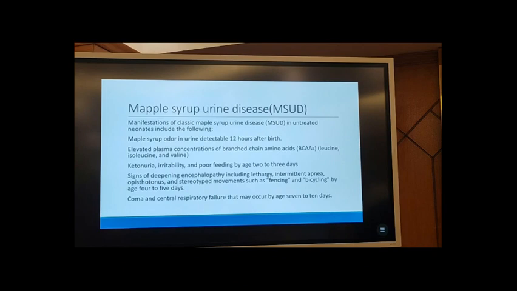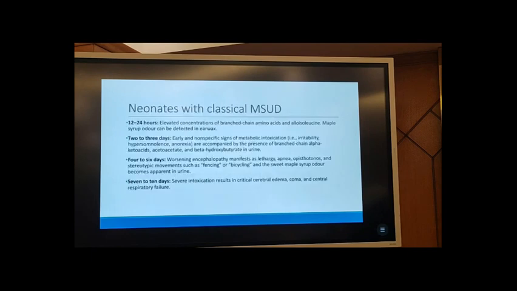I want to tell you that maple syrup urine disease is the worst inborn error of metabolism you can deal with, because it is very rapidly progressing. Within 2 or 3 days, the patient is comatose, he has brain edema, and the patient can die within the first 10 days. Even if you start treatment after 10 days, he is left with severe neurological handicap. So unless this patient is diagnosed in the newborn screening, usually this patient has a very bad prognosis.